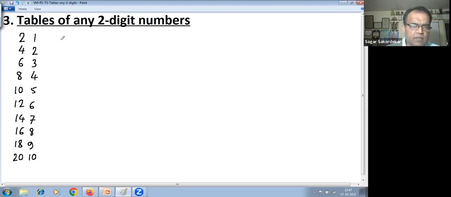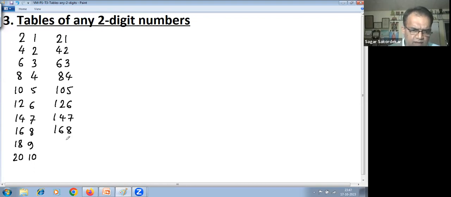Then to generate the table of 21, as long as there is a single digit on the right-hand side, just join, no calculation. 21, single digit, just join, 42, 63, 84, 105, 126, 147, 168, 189. So up to this it was single digit, here there is a double digit.